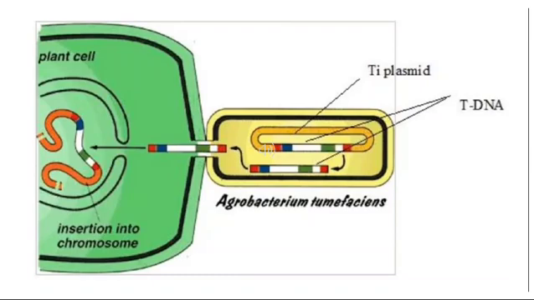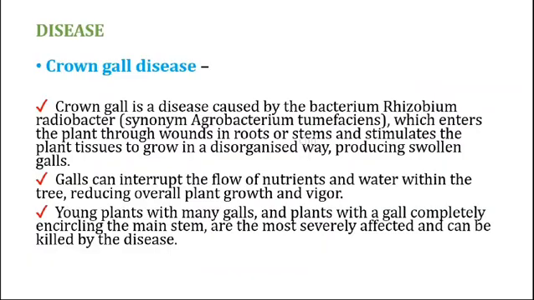And this is the mechanism by which Agrobacterium tumefaciens enters its Ti plasmid into the host cell and gets integrated into the host cell genome in plants, and its disease.